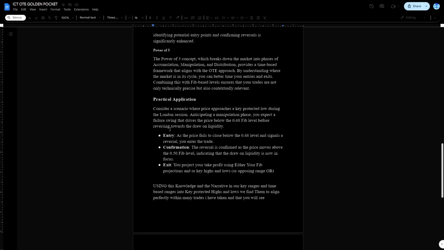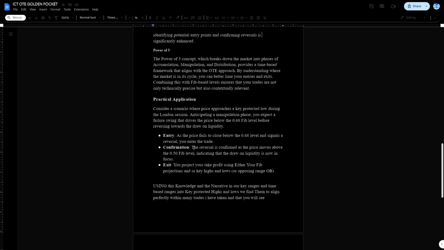In a practical application, we'll consider where price approaches a key protected low during the London session, anticipating a manipulation phase. You expect a failure swing that drives price below the 0.68 fib before reversing towards the draw on liquidity, where we enter as price fails to close below the 0.68 level and signals a reversal.